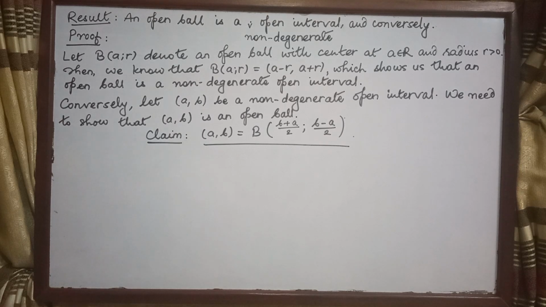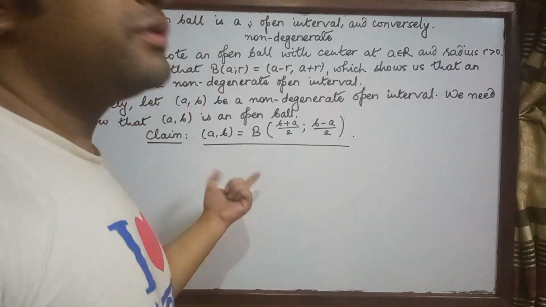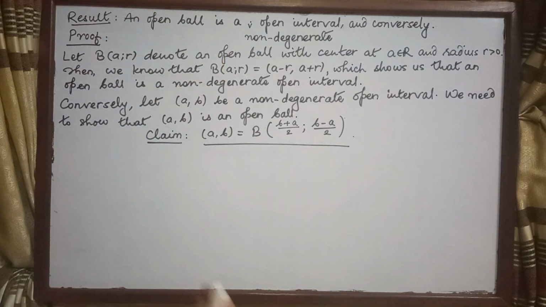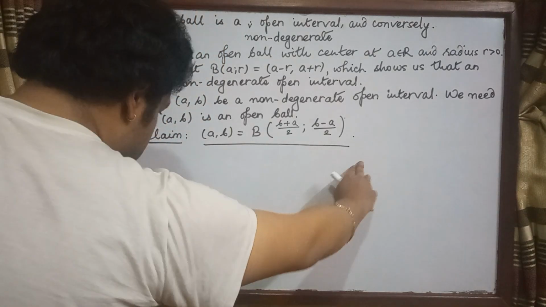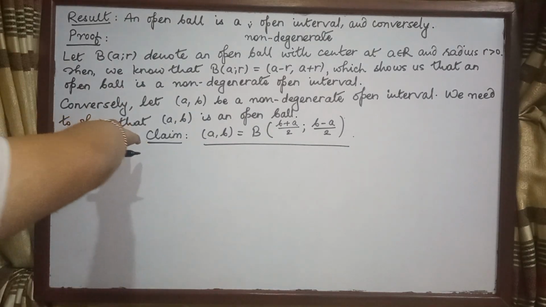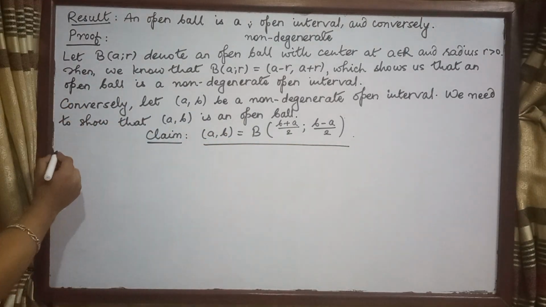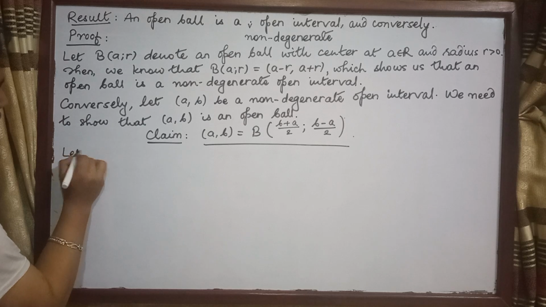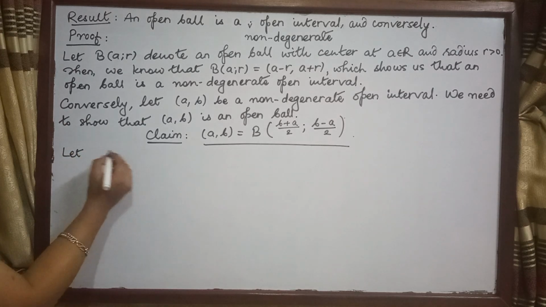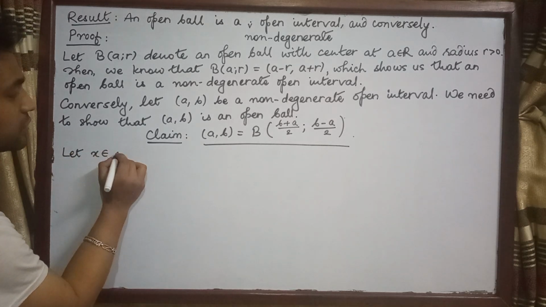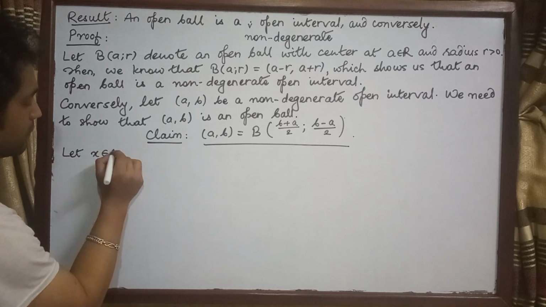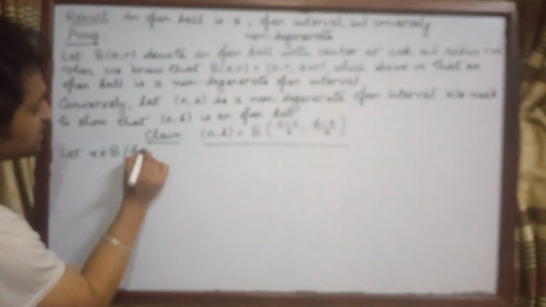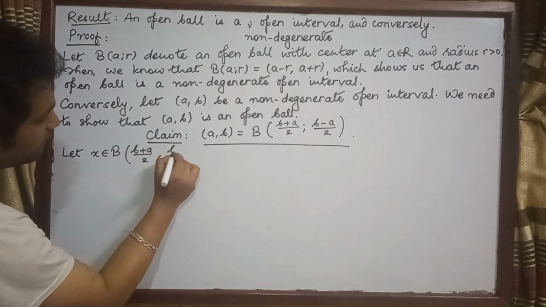I'll give you the geometrical intuition towards this proof after I complete the proof. Let me just prove this thing. Now let's see. Let x belong to the open ball with center (b plus a) by 2 and radius (b minus a) by 2.